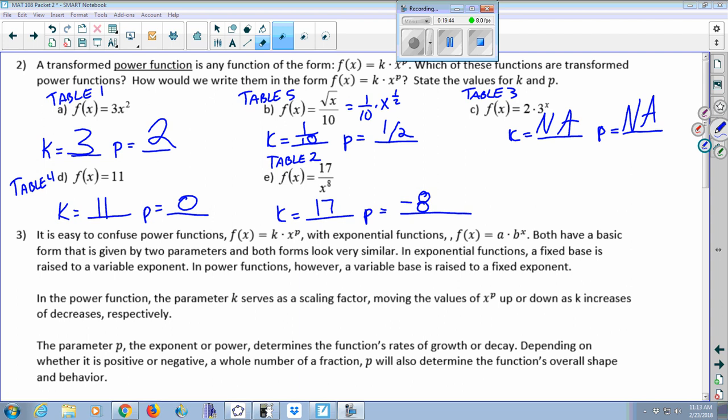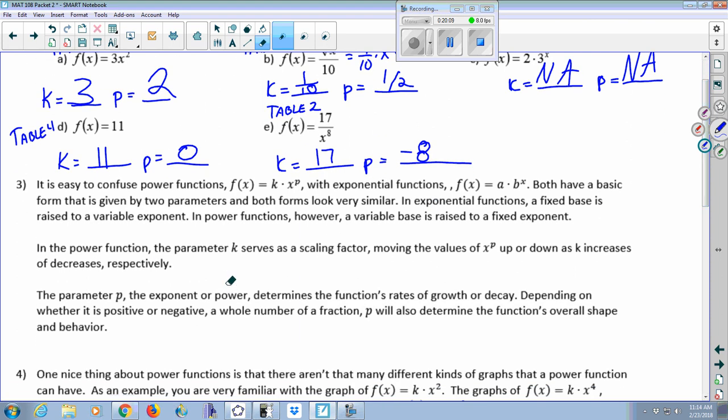All right. So we've already talked about this first paragraph about how easy it is initially, when you're looking at power functions, to confuse them with exponential functions. And remember, in your exponential function, your variable is the power, versus your base, which is what it is in your power function. In the power function, k serves as a scaling factor, and all you have to do is think of a straight line. Think of y equals x, right through the origin. And when k becomes a 2, 3, 4, 5, your slope increases.